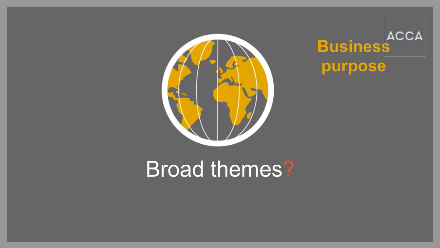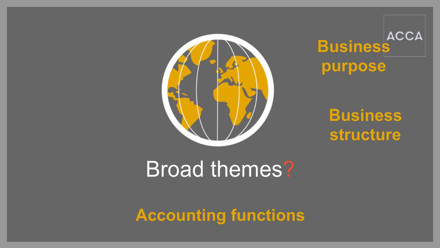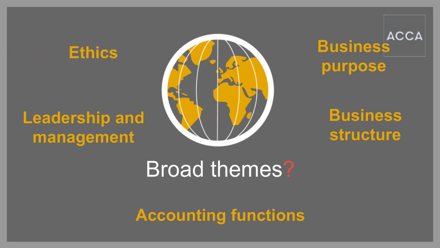Theme 1. The purpose, organisation and stakeholders of a business and the environment which can affect and is affected by the business. Theme 2. Business organisational structure, culture, and how it is governed effectively. Theme 3, accounting functions and regulation, business accounting systems and internal control. Theme 4, leadership, individual and team management, including personal effectiveness and communication. Theme 5, professional ethics in accounting and business.